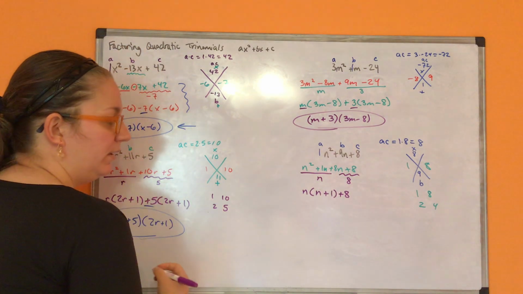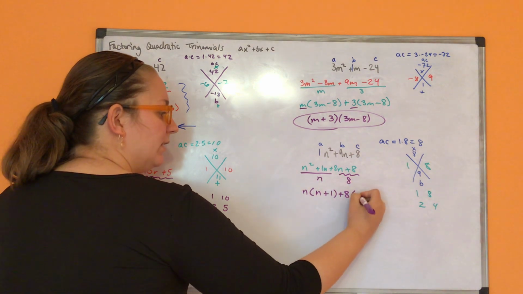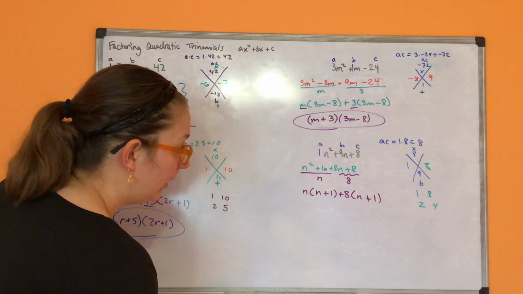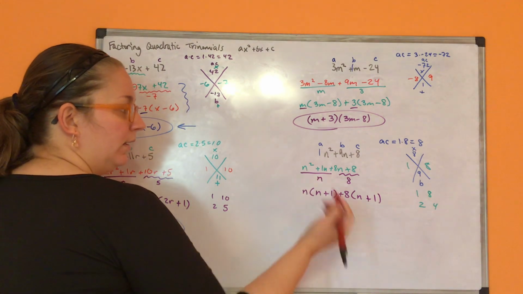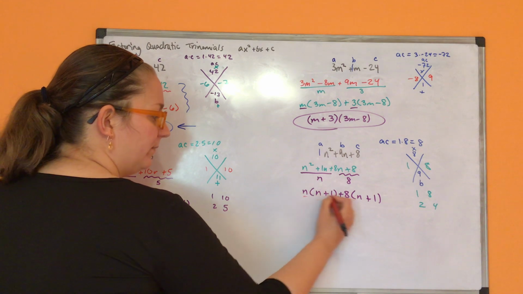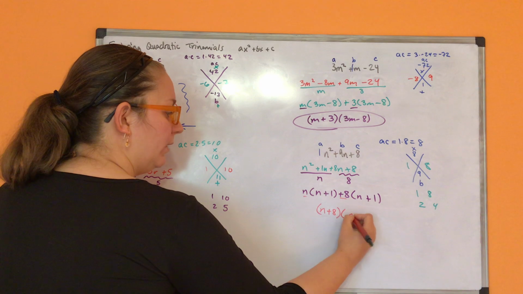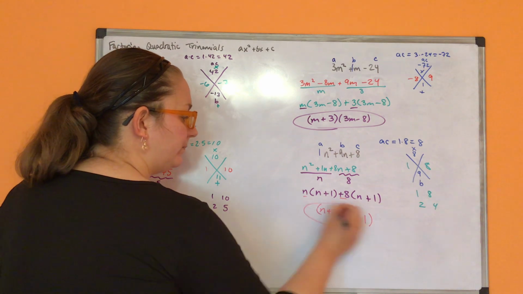Positive because there's a plus sign here. 8n divided by 8 is n. 8 divided by 8 is 1. So then, last but not least, we write our answer as 2 binomials. N plus 8 goes in one of the sets of parentheses. Repeated factor n plus 1 goes in the other.